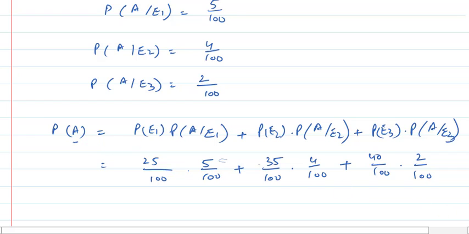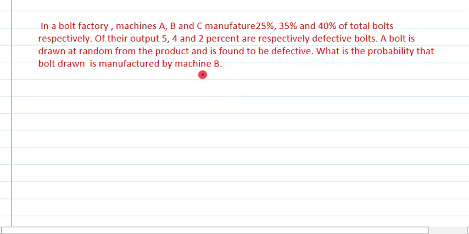Now let me write this question in another way. In this problem, I have taken the same problem as above. The only change I have made is that a bolt is drawn at random from the product and is found to be defective. What is the probability that the bolt drawn was manufactured by machine B? So again it is the case of reverse probability, meaning we need to apply Bayes theorem.